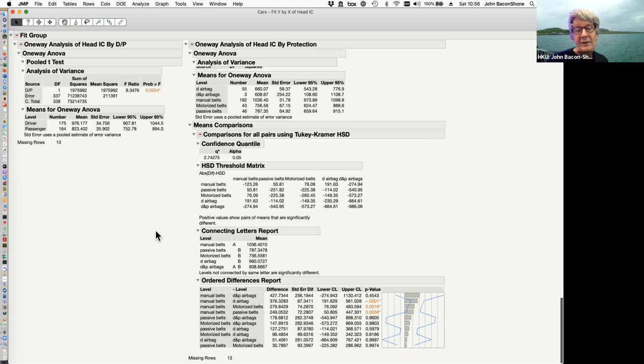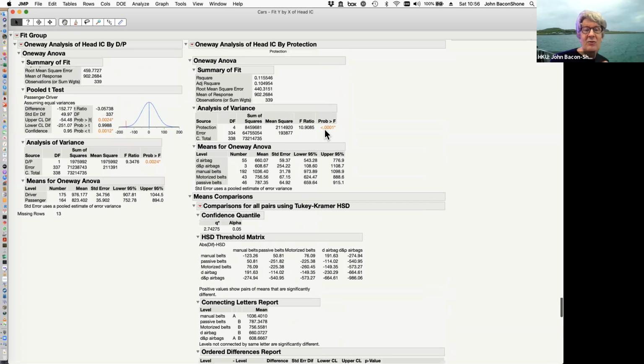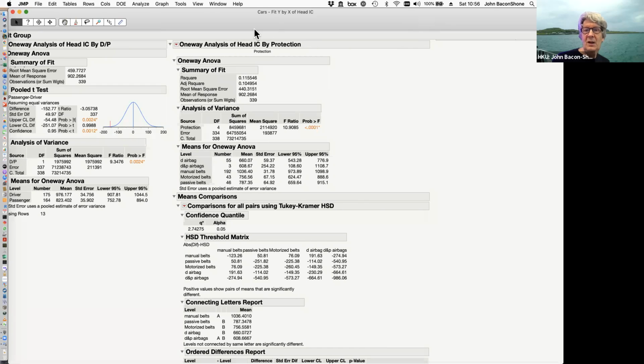Right? So we could, for example, group passive and motorized belts together. But the driver and passenger airbags versus driver airbags, it does look like the driver and passenger airbags are more protective. But again, we need to be careful because this may depend on whether you're a driver or passenger, right? If you're a driver, these airbags should give the same level of protection. Right, so overall, we're quite clear that protection does matter. And at least it looks like manual belts are the least protective, motorized and passive then next, and airbags the next. So, and then what about the weight of the car?